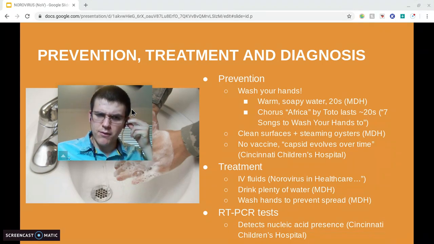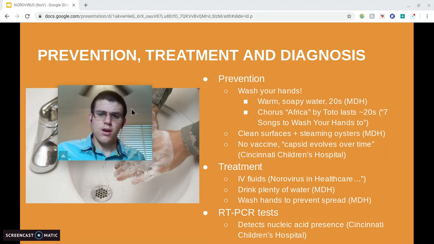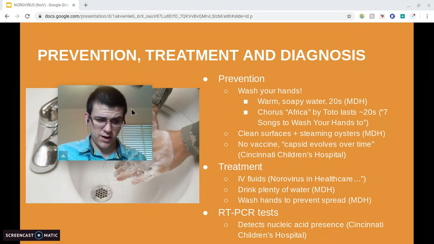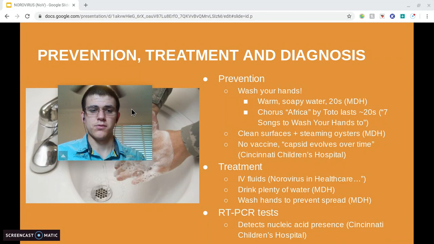And the last thing I'm going to go over is diagnostic testing, the RT-PCR test, not real-time PCR. RT-PCR detects nucleic acids. So in this case, we'll detect the norovirus and give you those results.